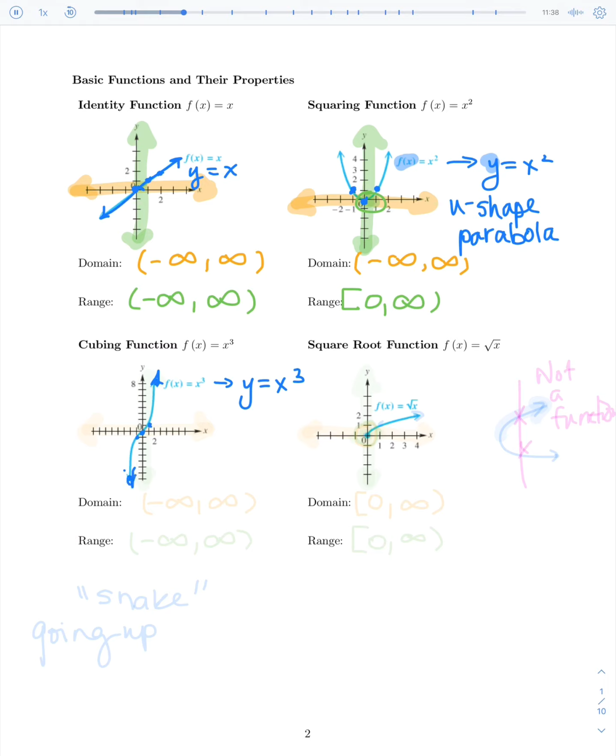Its domain, reading it from left to right, goes forever in both directions. So its domain is negative infinity to infinity. And let's see about its range. Going from the bottom and working our way up, it does continue down and up forever, so the range would be negative infinity to infinity. And this one I tend to call the snake shape, because it kind of looks like a snake coiling upward, so we'll say the snake going up.